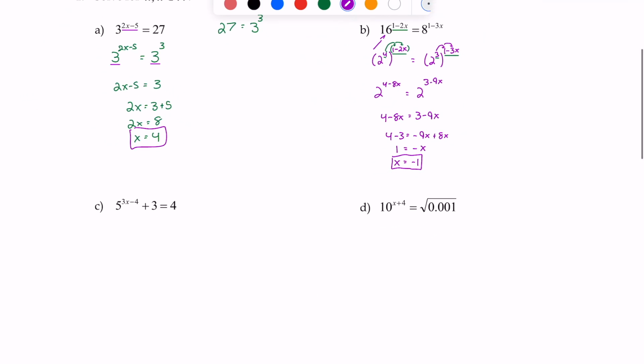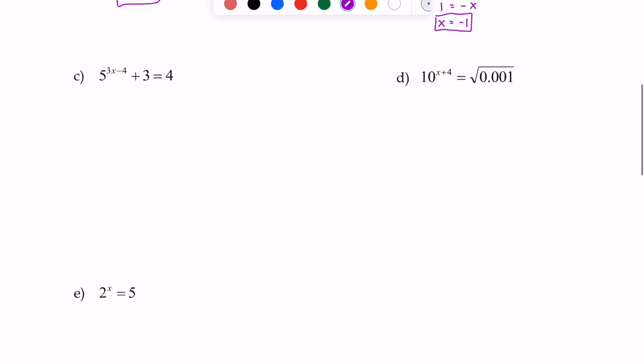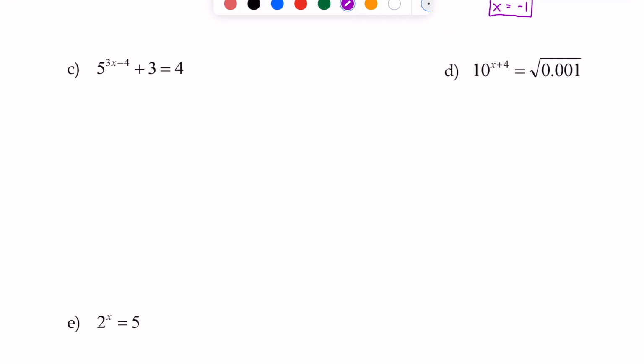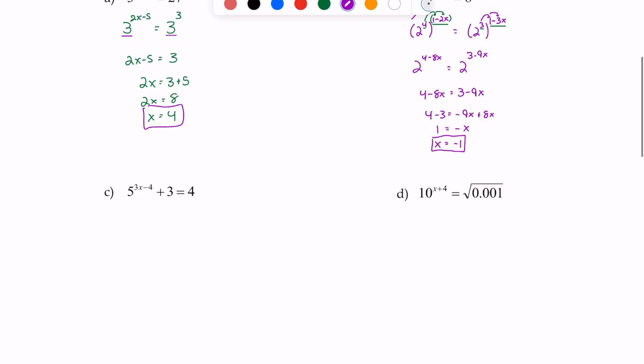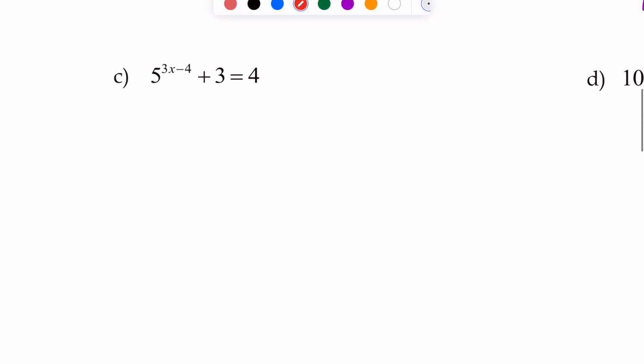All right. C, 5 to the power of 3x minus 4 plus 3 equals 4. All right. Well, compared to the previous problems, this might look more challenging. In the previous problem, notice how we had only one term on both sides. This was a single term. Well, I am giving you 2 terms now on one side. Problem is 3 and 5 are not similar bases. So how can we deal with this?